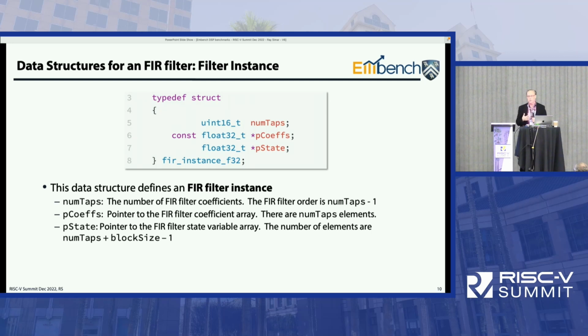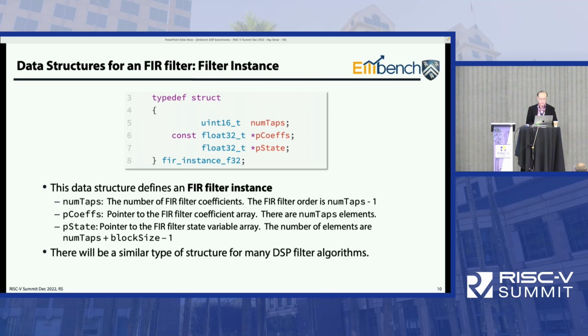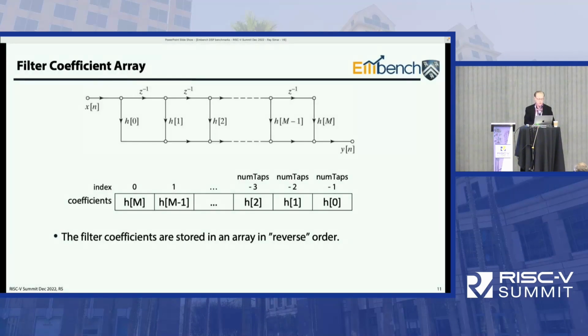A FIR filter is something you can run and you can call again with new data. And so it has a certain state it must carry around with it. So we'll see how that works. This structure of coefficients, filter state, order of the filter is very common, not just across filters, but also things like fast Fourier transforms. Lots of DSP functions sort of have this sort of feel to them.